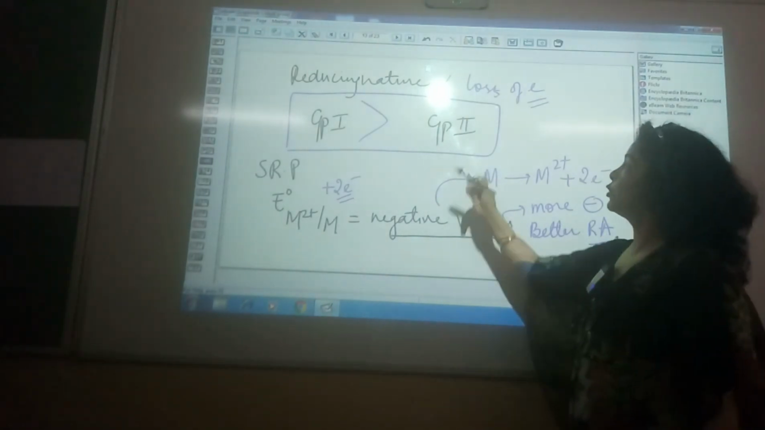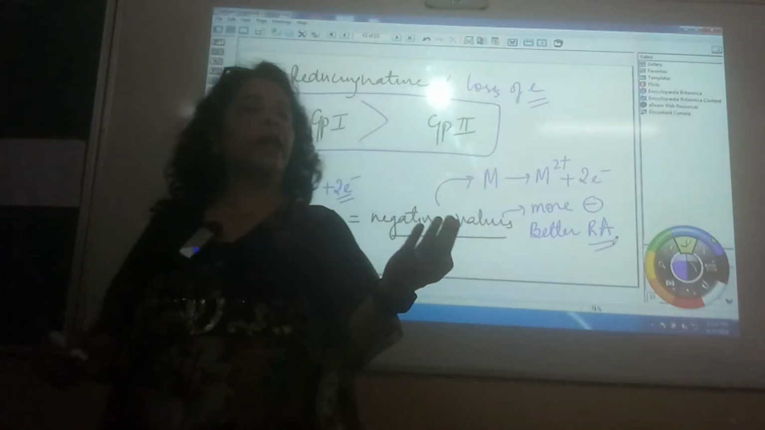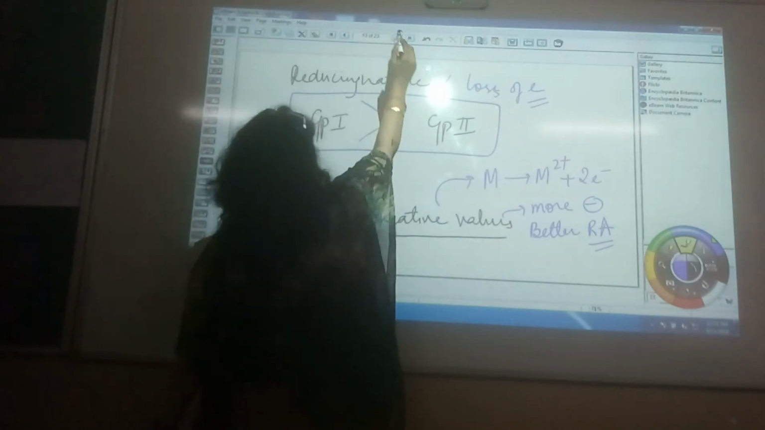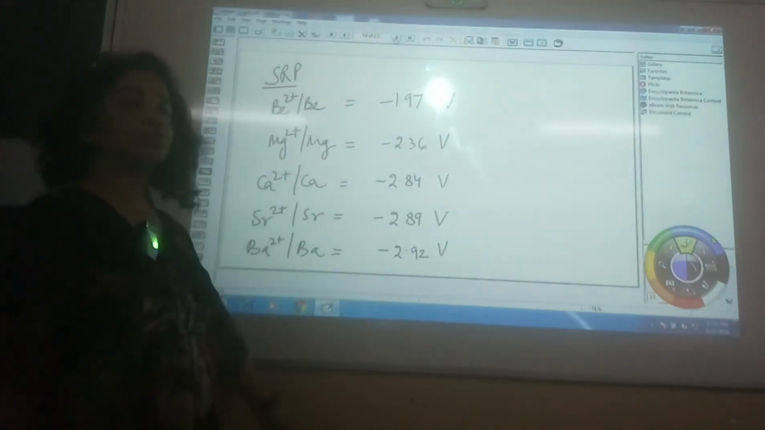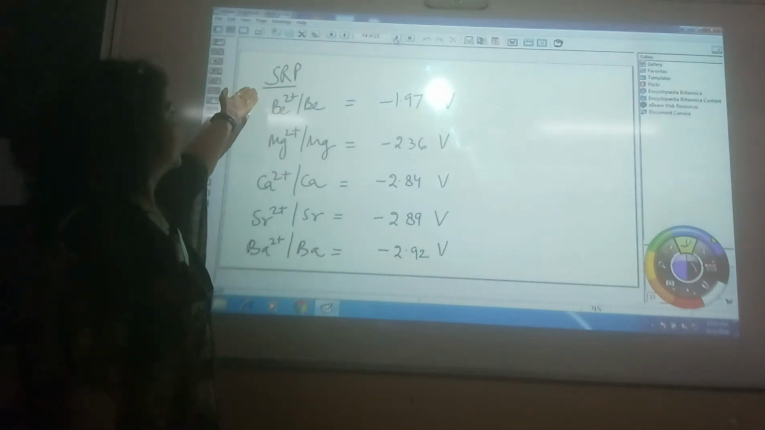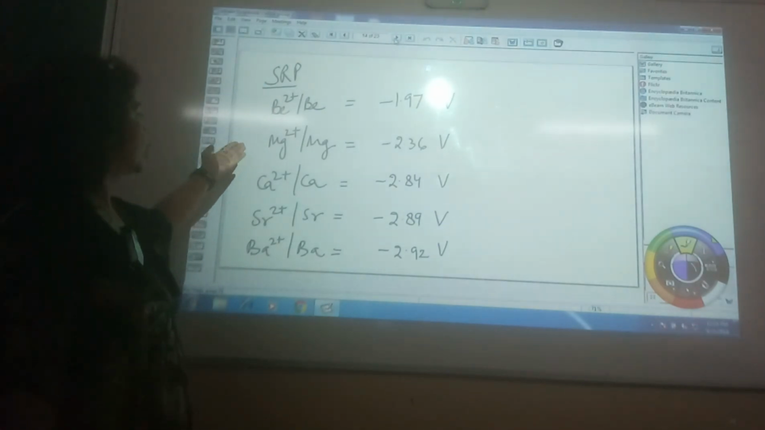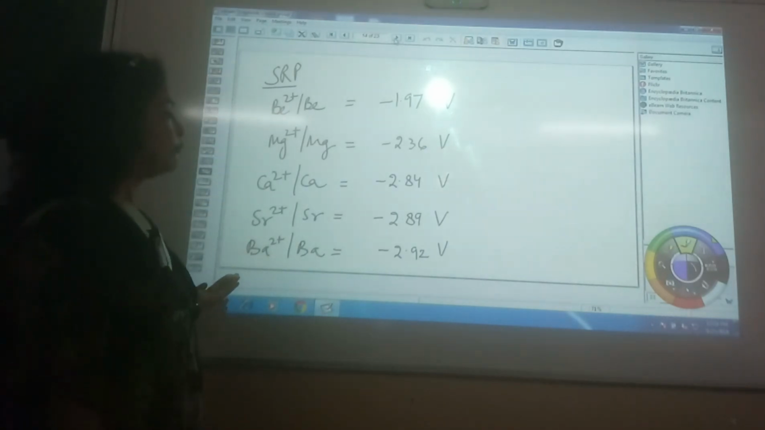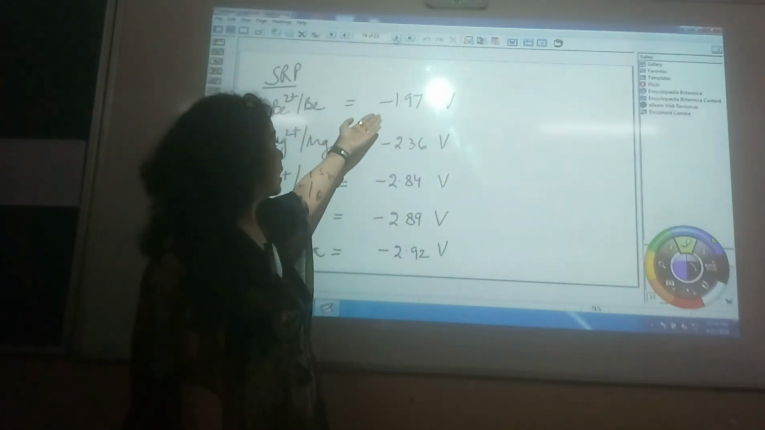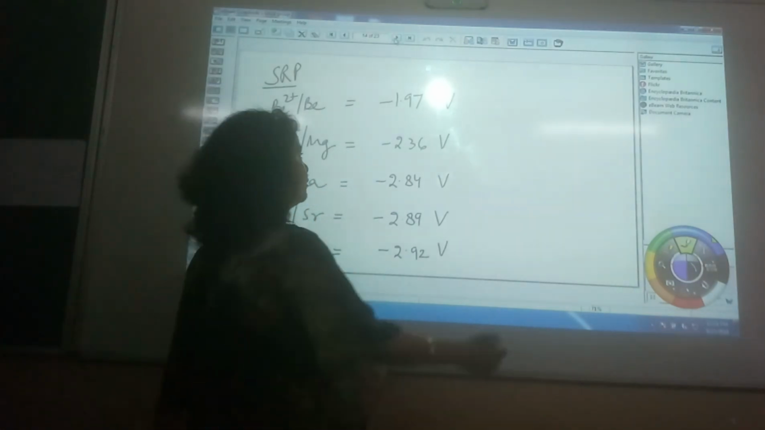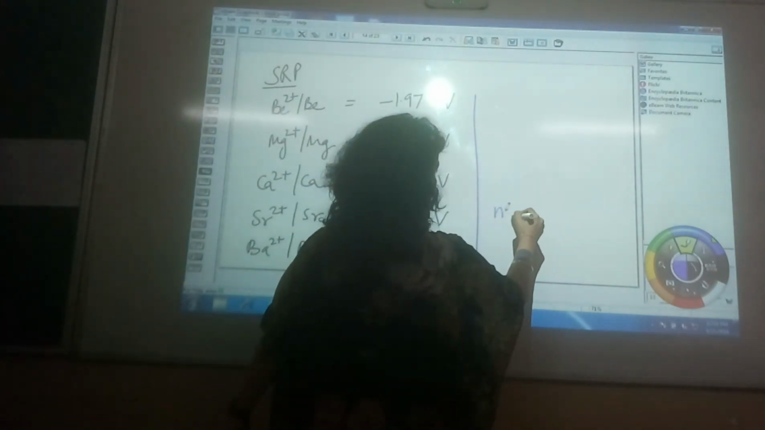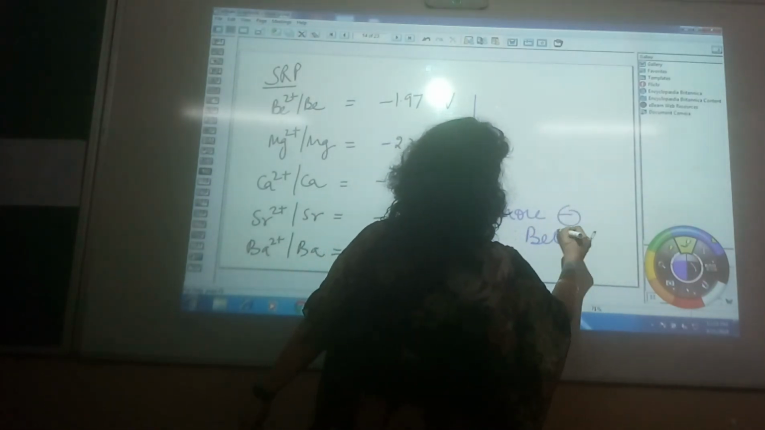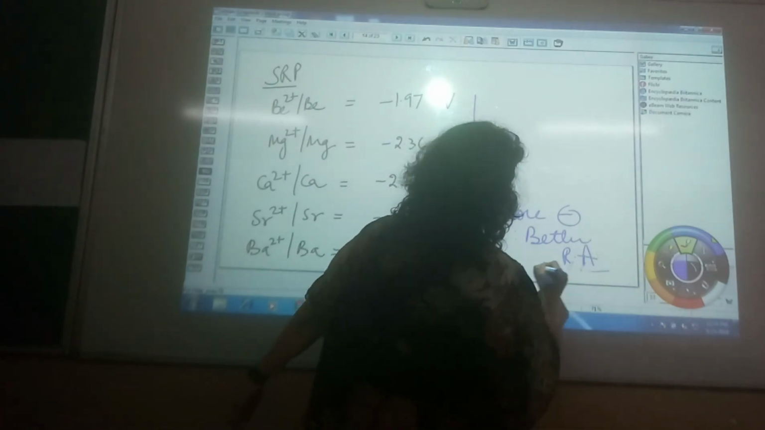Done? So since the group 2 members have a negative value of standard reduction potential, they are good reducing agents, as can be observed by these values. Talking about the standard reduction potential for beryllium ion, magnesium ion, calcium ion, strontium ion and barium ion, as I move down the group, we find that the values are getting more negative. So down the group, the value is more negative, therefore they are acting as better reducing agents.